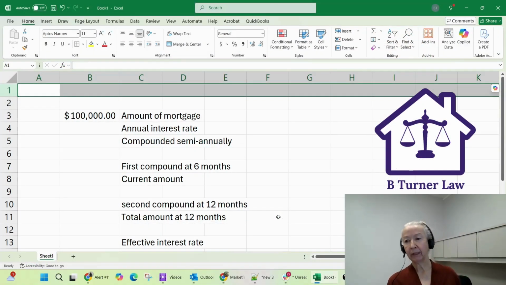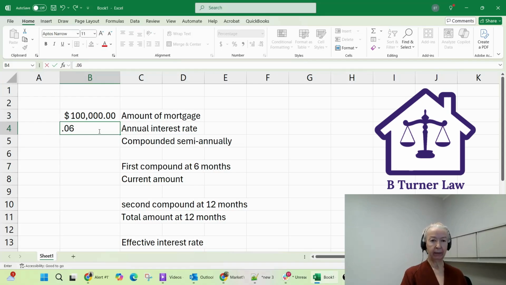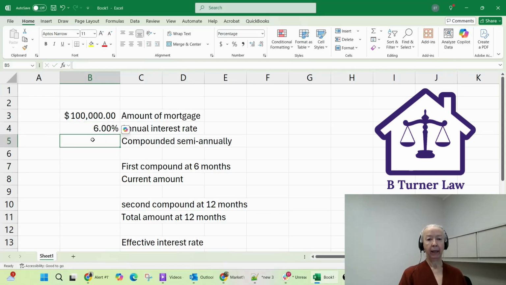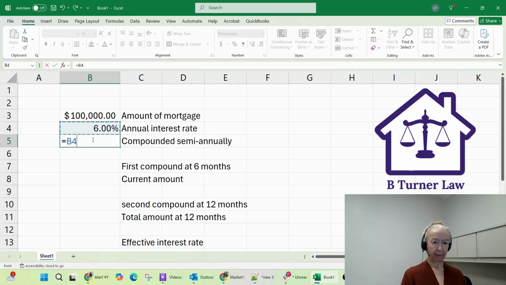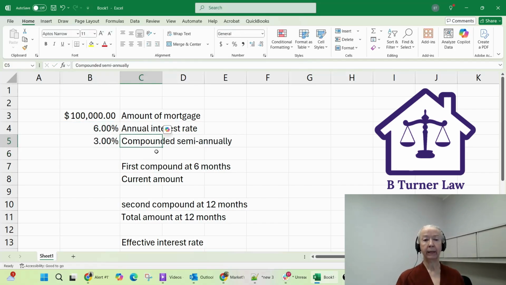What's the difference between the annual interest rate and the effective annual interest rate? When we have an interest rate of, say, 6%, and it's compounded semi-annually, we would do half the interest calculation halfway through the year and the other half of the calculation in the other half of the year. So we're compounding it twice a year, so we're going to use half the interest rate.